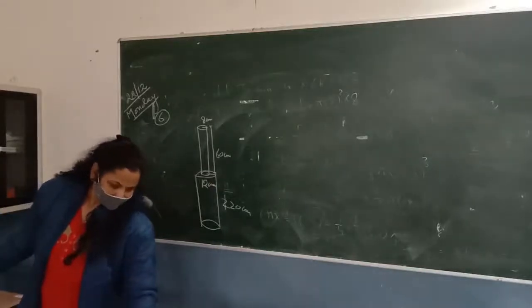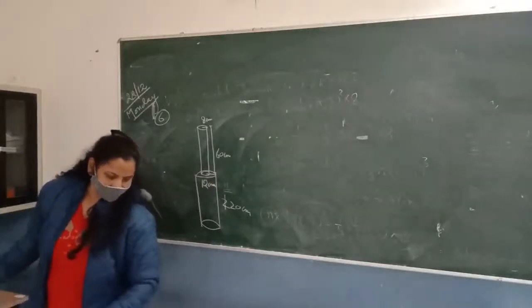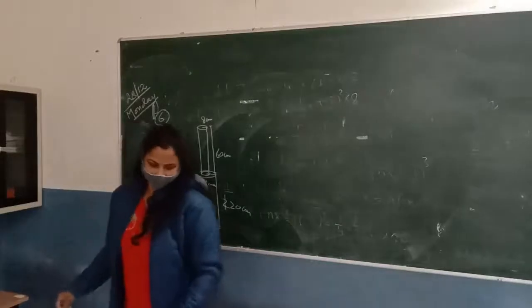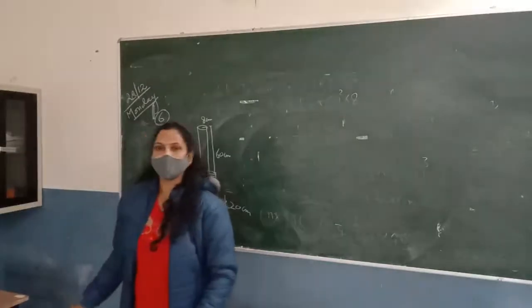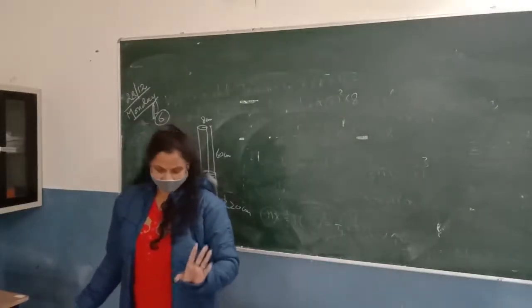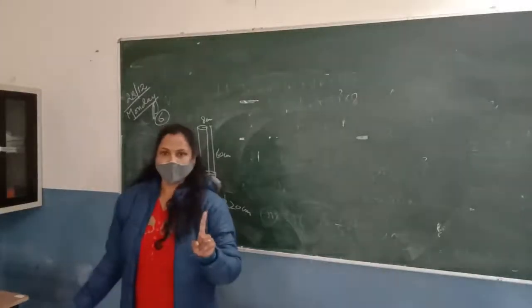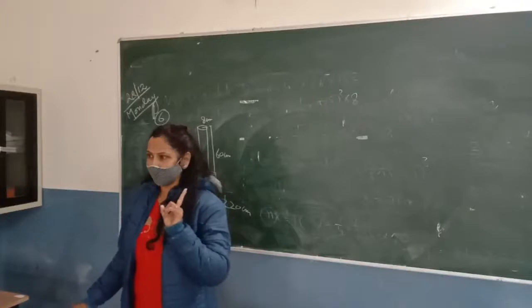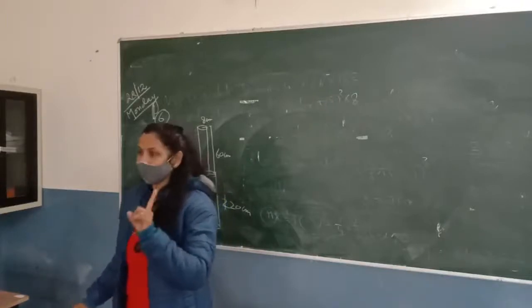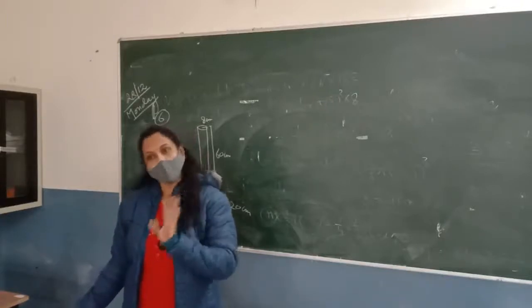Find the mass of the pole, given that 1 centimeter cube of iron has approximately 8 gram mass. According to the question, 1 centimeter cube of iron weighs 8 gram. So if we want to find the mass of the iron, first we have to find the volume of the iron.